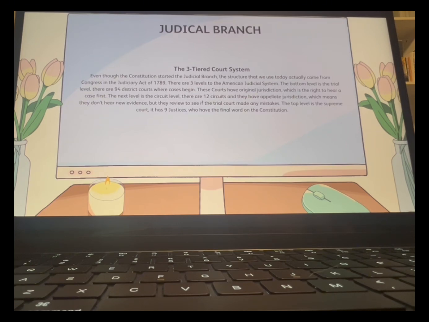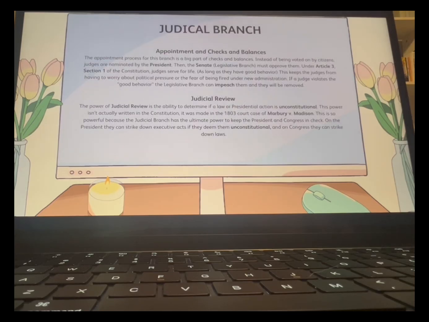The bottom level is the trial level. There are 94 district courts where cases begin. These courts have original jurisdiction, which is the right to hear a case first. The next level is the circuit level. There are 12 circuits and they have an appellate jurisdiction, which means they don't hear new evidence, but they review to see if the trial court made any mistakes. The top level is the Supreme Court. It has 9 justices who have the final word on the Constitution.